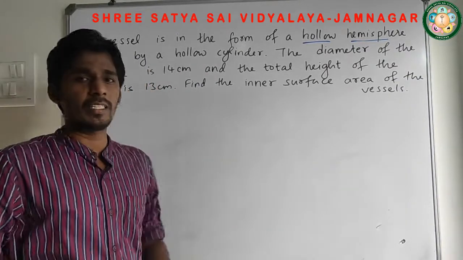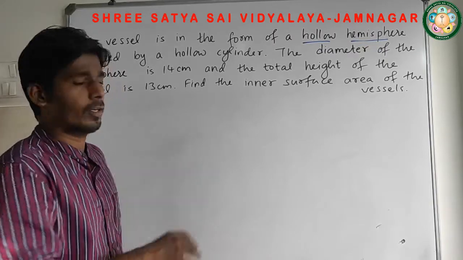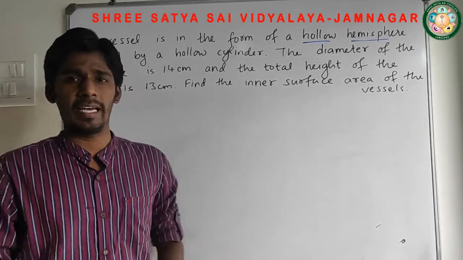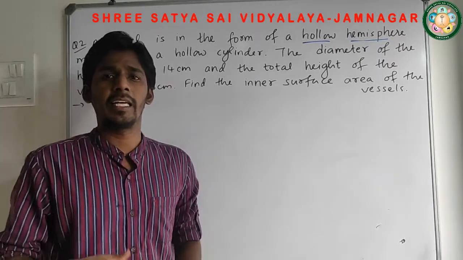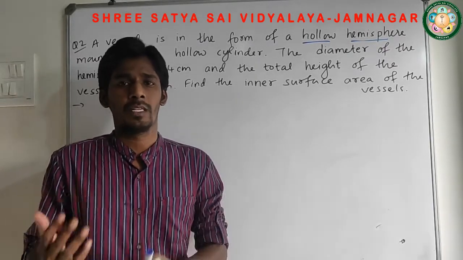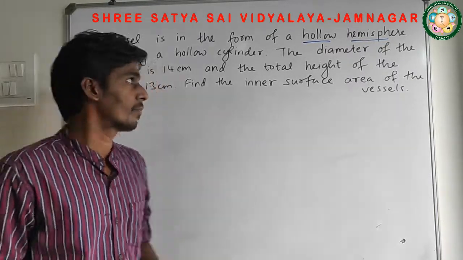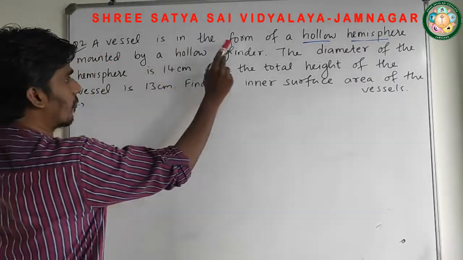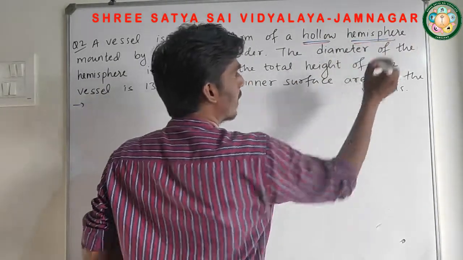Let's start with the second question. Now, by reading the question, first of all, we have to draw the diagram, and from the diagram, we have to find out the dimensions. Once we get the dimensions, then and only then we can apply them in any of the formulas as per the solid given here. Now, a vessel is in the form of a hollow hemisphere. So, it's a hollow hemisphere.